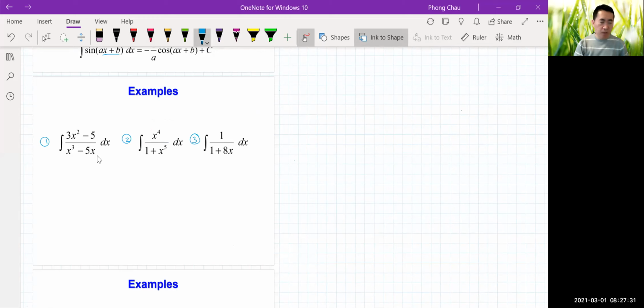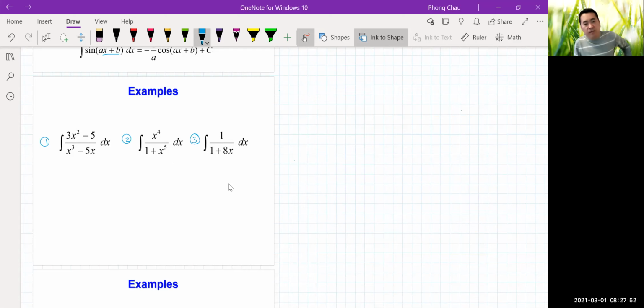Number 1 here, you have 3x squared minus 5 over x cubed minus 5x. You have x to the 4th over 1 plus x to the 5th. And then you have 1 over 1 plus 8x. If you look at all three, they might not be the same, right? But they are similar in many ways.